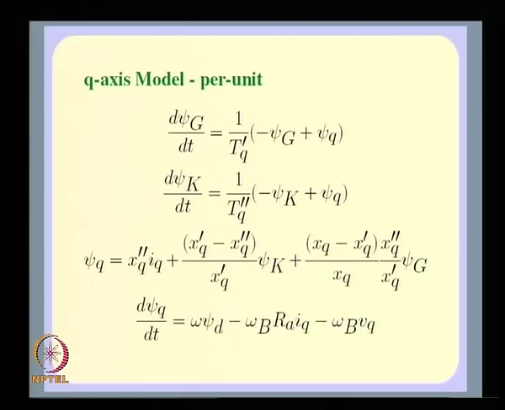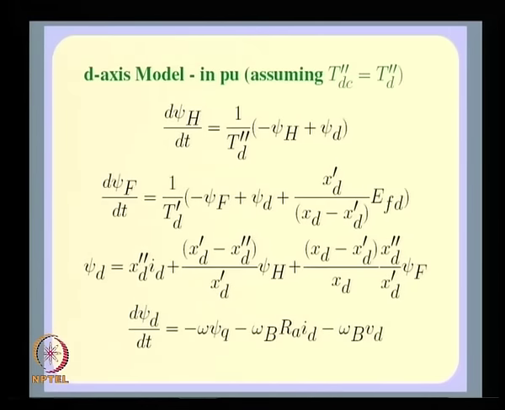Okay. So, we will just look at what we have so far in the 2.2 model. We have got two differential equations corresponding to the two damper windings in the Q axis. We have an algebraic relationship relating psi Q to the current and psi K and psi G, and we have of course a differential equation in psi Q, d psi Q by dt. Okay. Now, in the d axis, with an assumption, okay, that T d0 double dash is equal to T d double dash, we have a similar model.